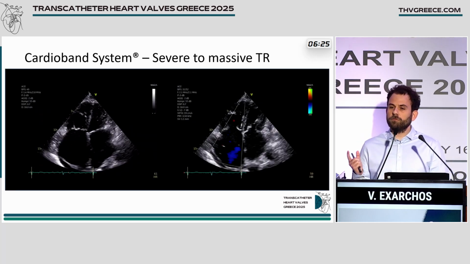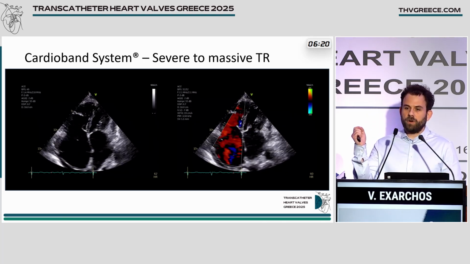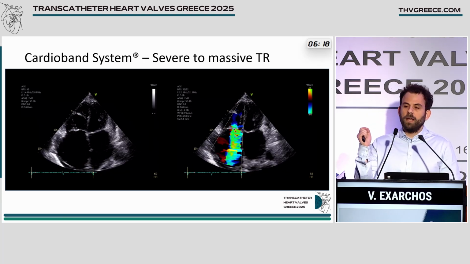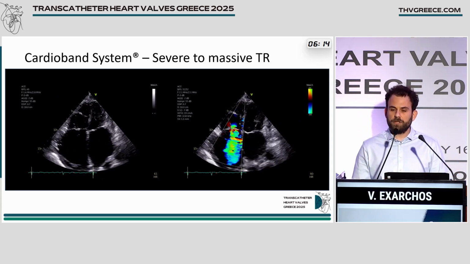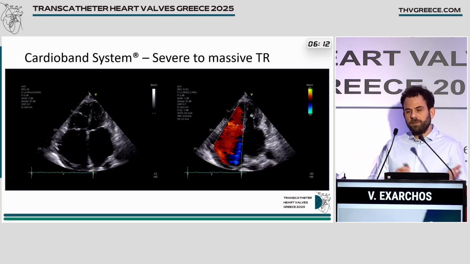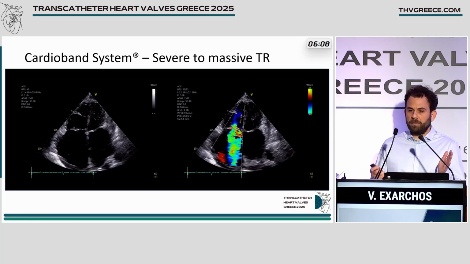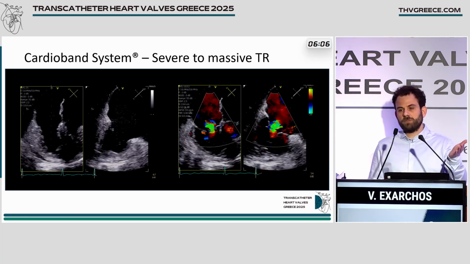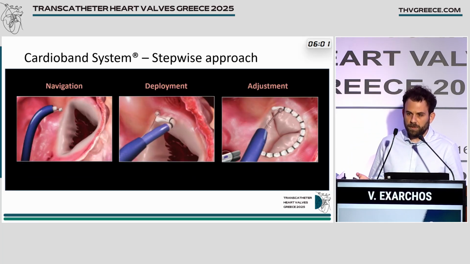We have here our first patient. We have the typical dilatation of the right atrium, tricuspid annulus, and right ventricle dilatation. We have a patient with HFpEF, with atrial fibrillation. We have a patient with severe to massive tricuspid regurgitation with overlapping features. We did a transthoracic and a transesophageal echocardiography, and at the end we decided for a Cardioband.